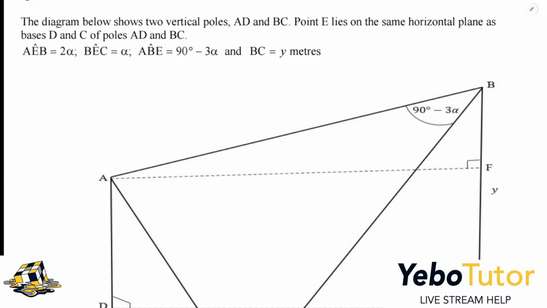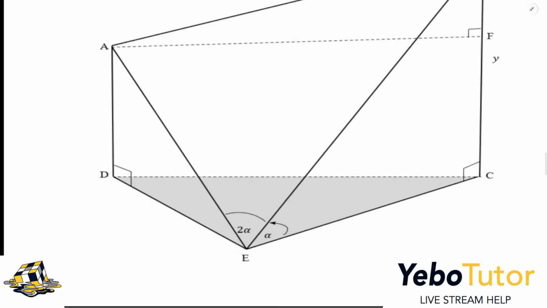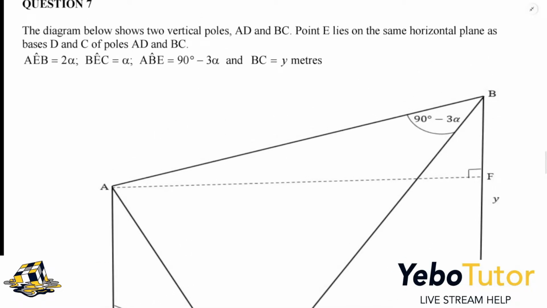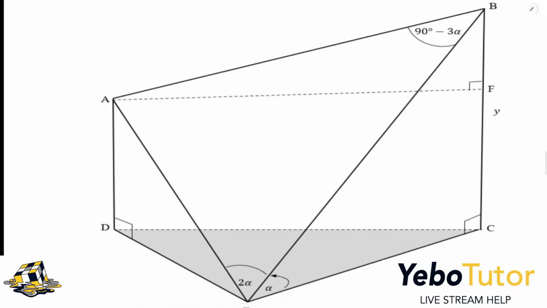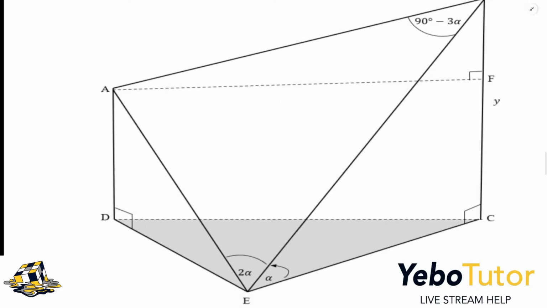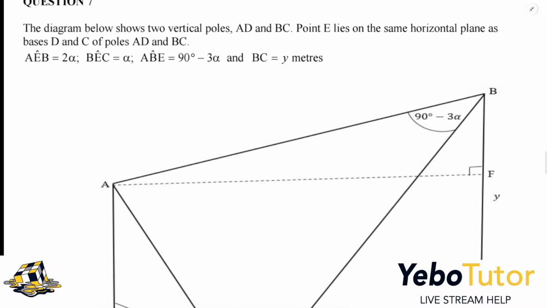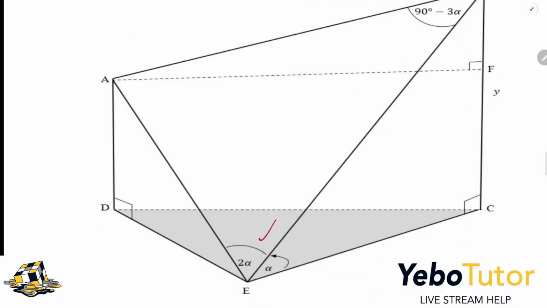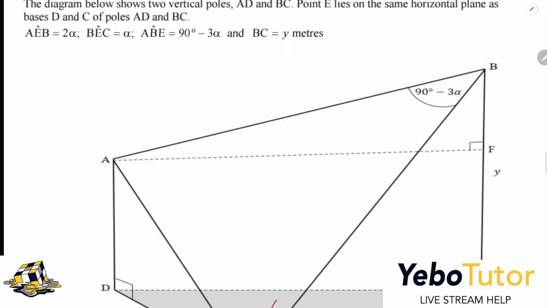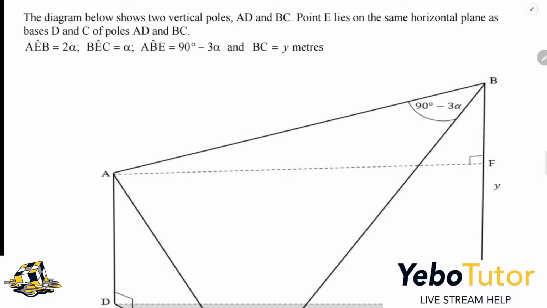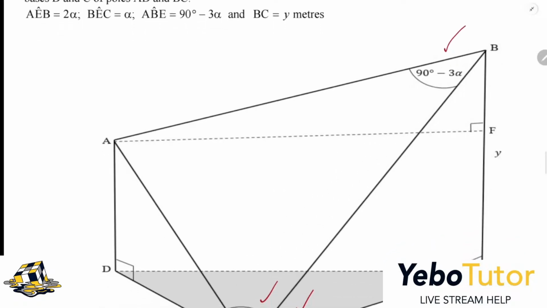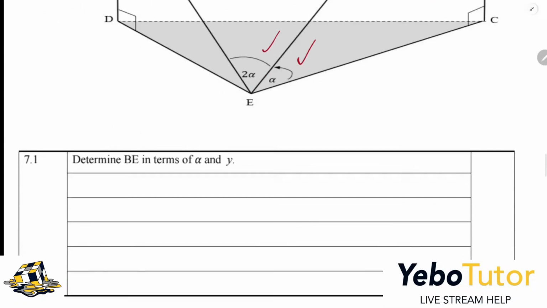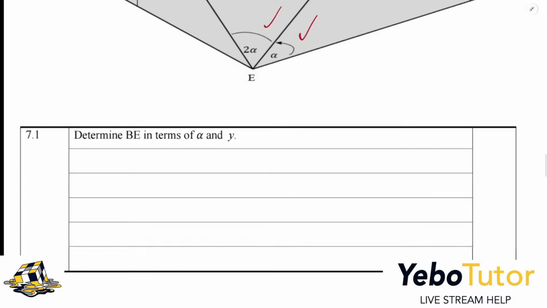So in the diagram below, it shows two vertical poles AD and BC. Point E lies on the same horizontal plane as bases D and C. Okay, we see that, and we can see that we are also given the poles AD, which is equal to BC. We are given AEB is 2 alpha. Given that one, which is equal to alpha, we see that as well. Given the 90 degrees minus 3 alpha, we see that. We also see that BC is with respect to y meters. That's easy. Determine BE with respect to alpha and y.